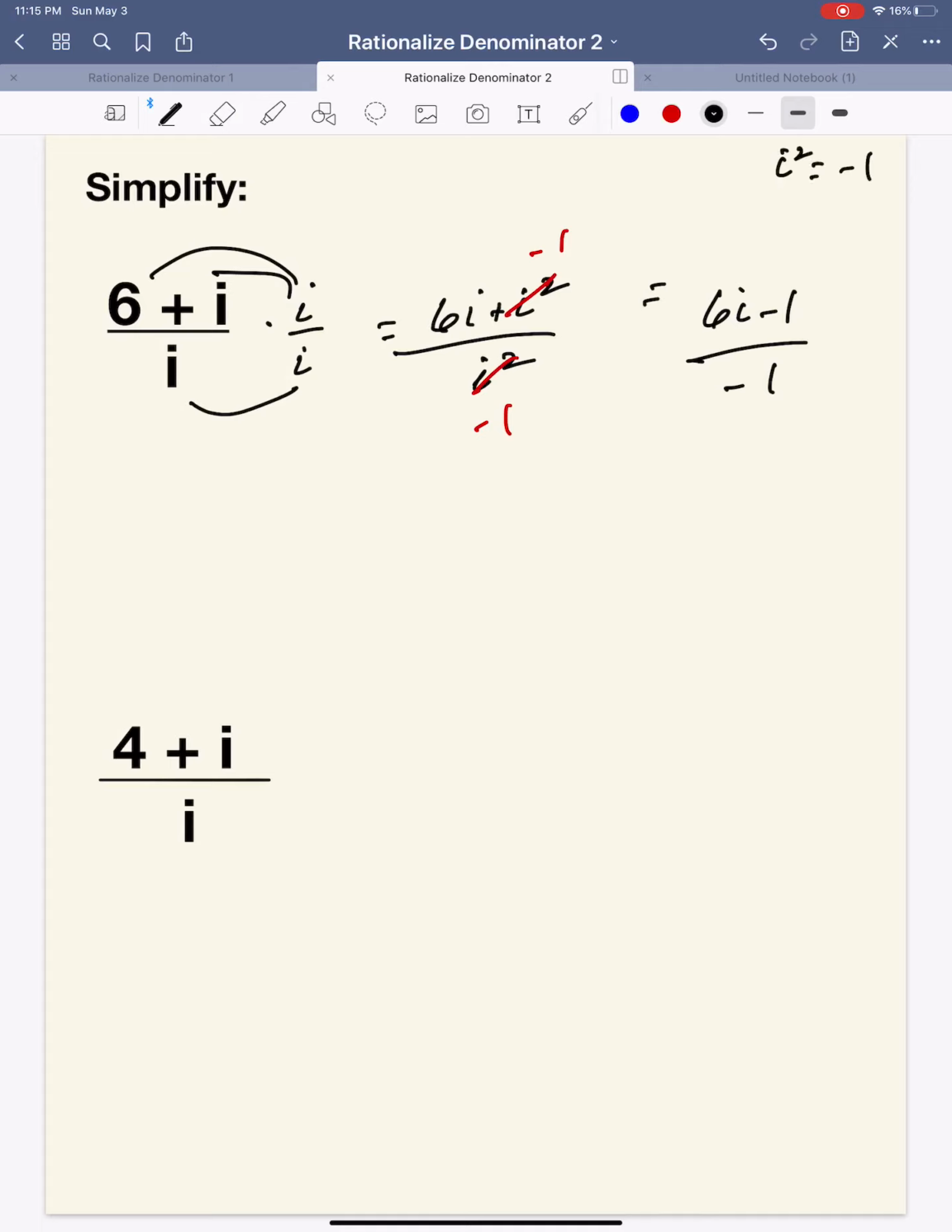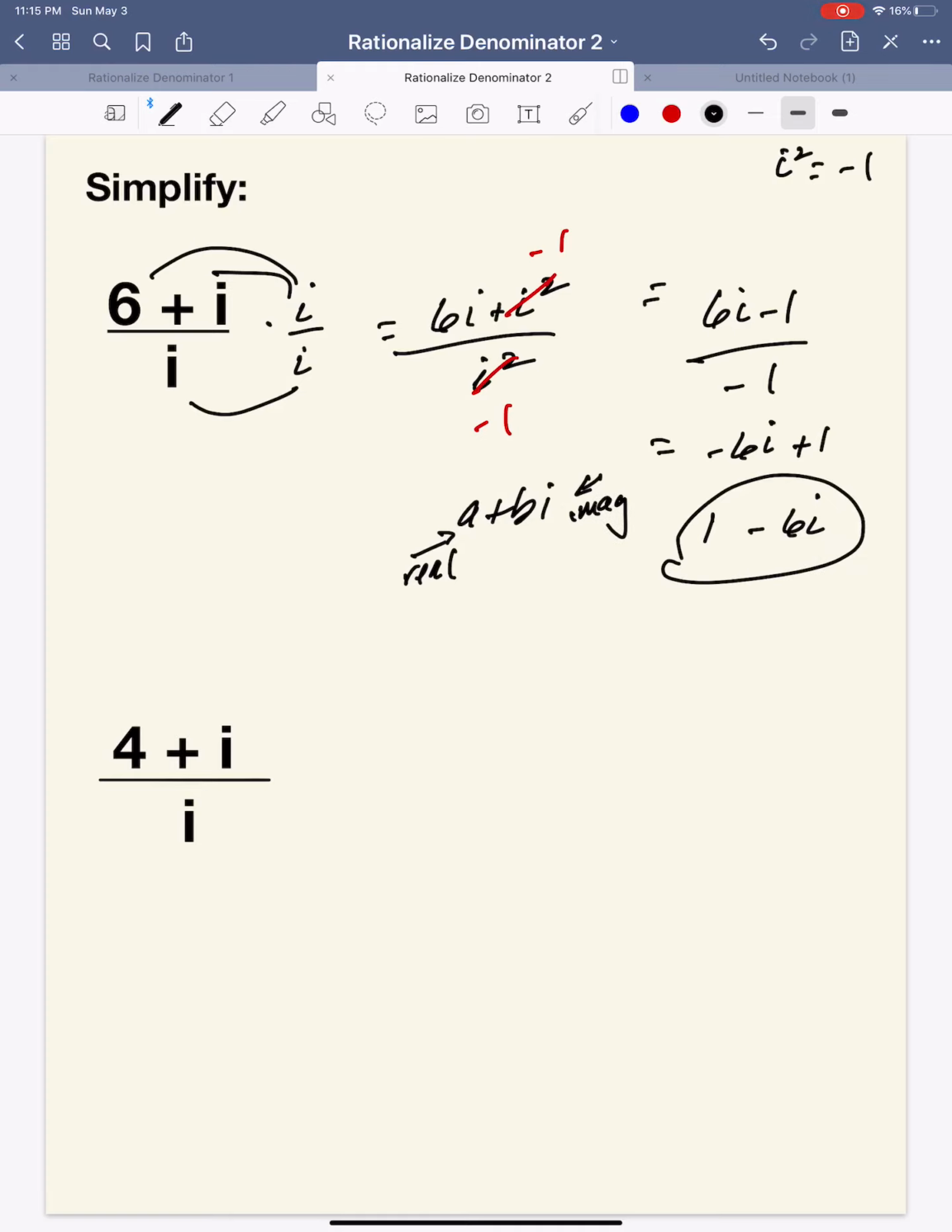And so you can't leave it like this because, first of all, it's not an a plus bi form, but also there's a -1 in the denominator. So you have to just change the signs at the top to make that negative go away in the bottom. So you're going to have -6i plus 1. And in a plus bi form, the real number comes first. And that's the 1. So this is going to be 1 minus 6i. And that part comes second. Okay? So there's your answer.